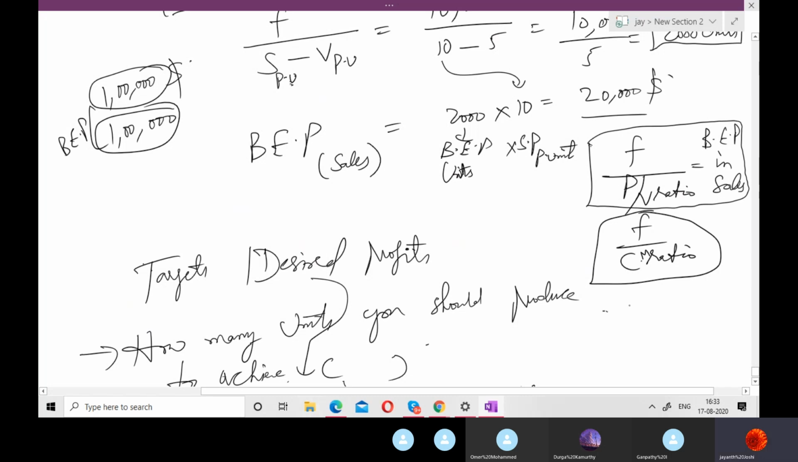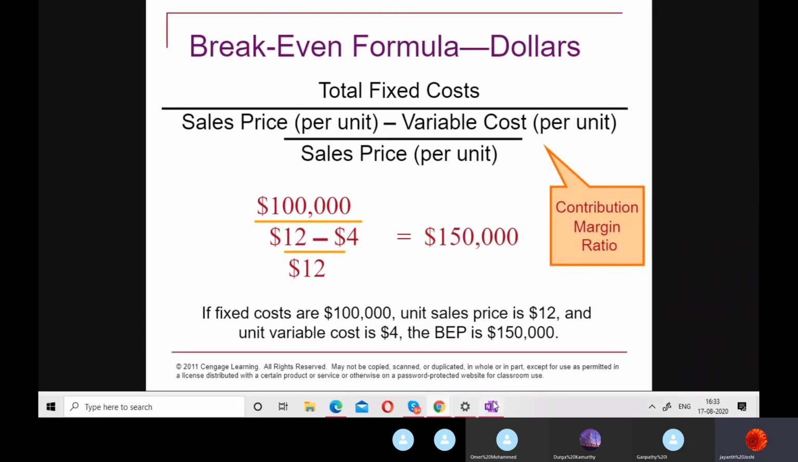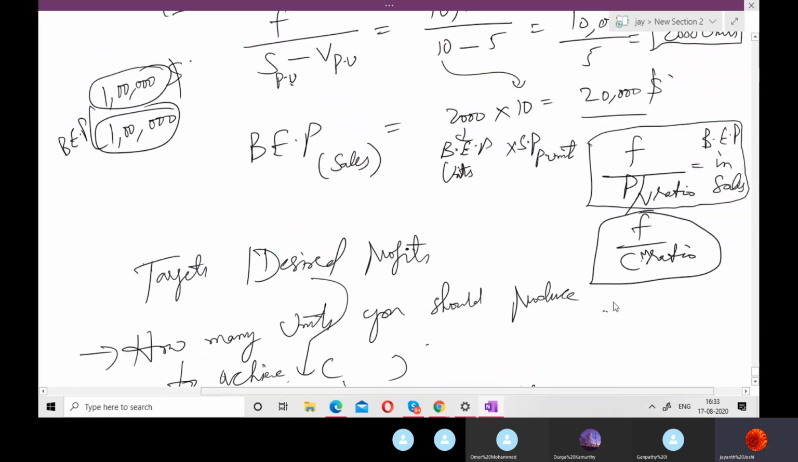So your fixed cost is what? As per the question, it's 1 lakh. So we'll write 1 lakh here.